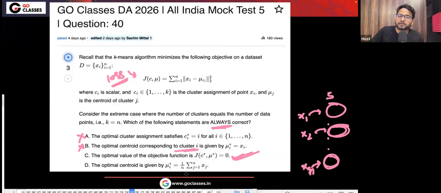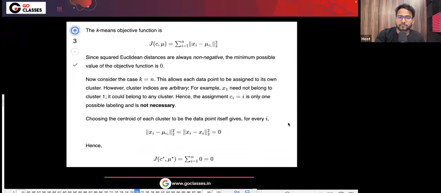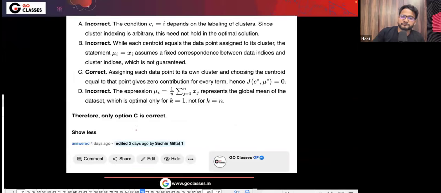It will not be the average of all the j's or something like that. It could happen if there is just one cluster. For k equal to 1, yes, the optimal centroid will be the average of all, but for k equal to n, this is not true. So you can say c is correct here. The condition ci equal to I depends on the labeling of the cluster. Since cluster indices are arbitrary, this need not hold in an optimal solution.